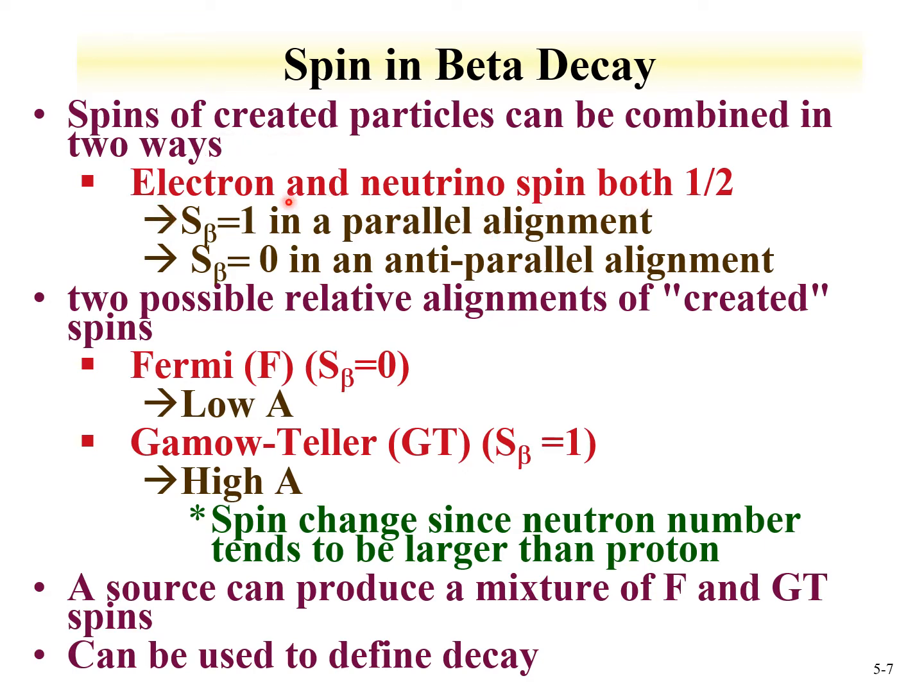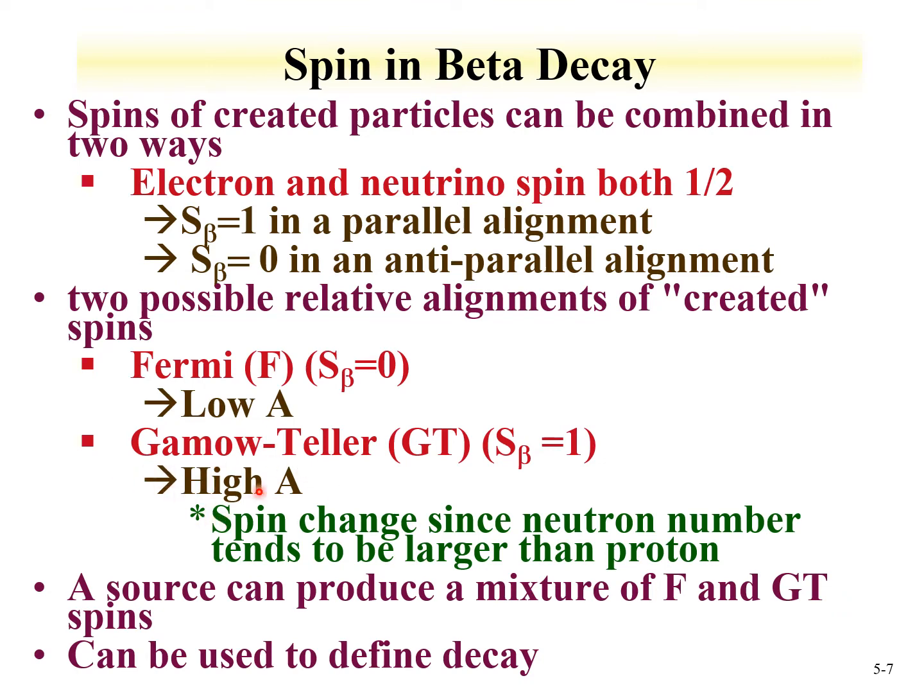So if they're aligned, if they're parallel, the spins will sum up. The spin change will be on the order of 1, either +1 or -1. If they're anti-parallel, they cancel, and the spin change will be 0. So there are two possible alignments for the spins. One is Fermi, where the spin change is 0. These are dominant at low A isotopes. And Gamow-Teller, where the spin change is 1. And these tend to be observed at higher A.